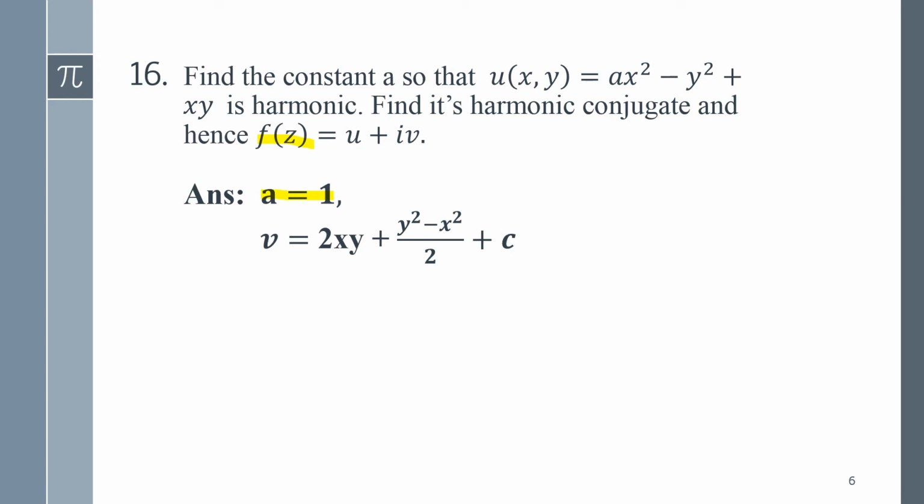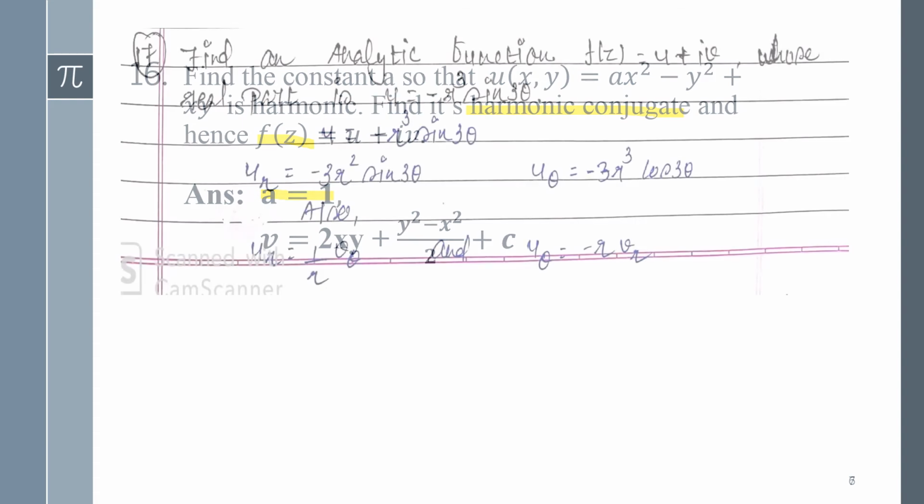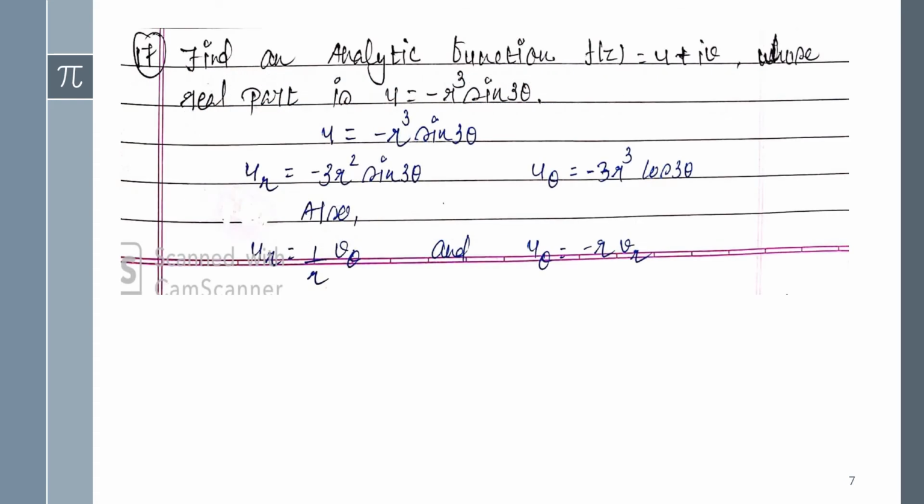And then after the same procedure, analytic function as well as harmonic conjugate. So these examples you have to solve by yourself, guys. Now next, the last example is given. The question is: find an analytic function f of z equals u plus iv whose real part is u equals minus r cube sin 3 theta.